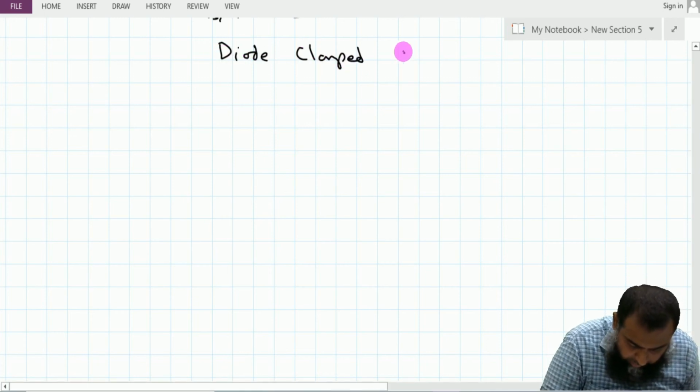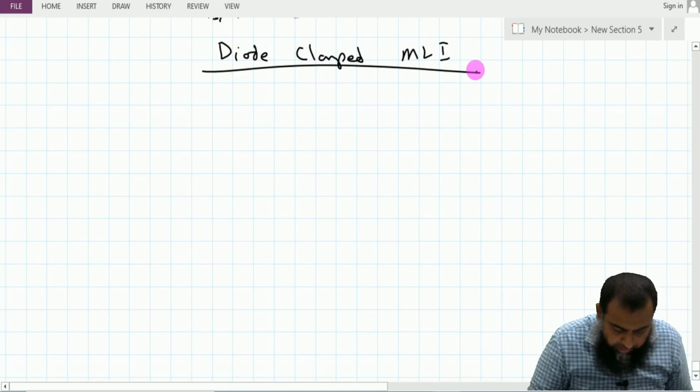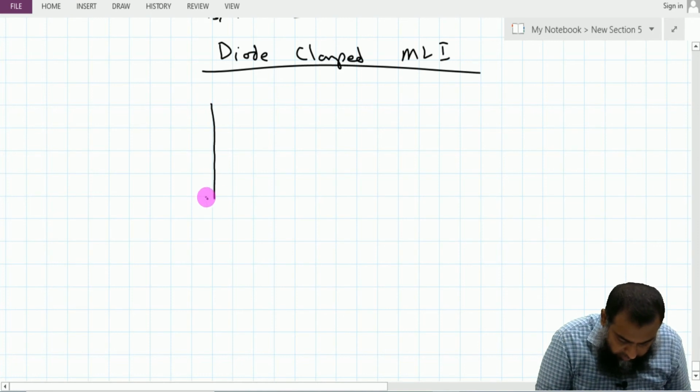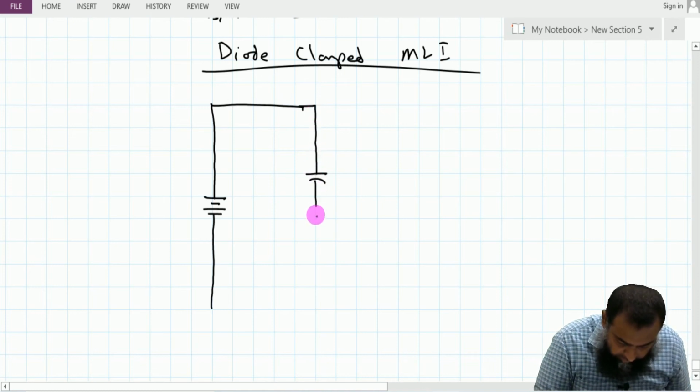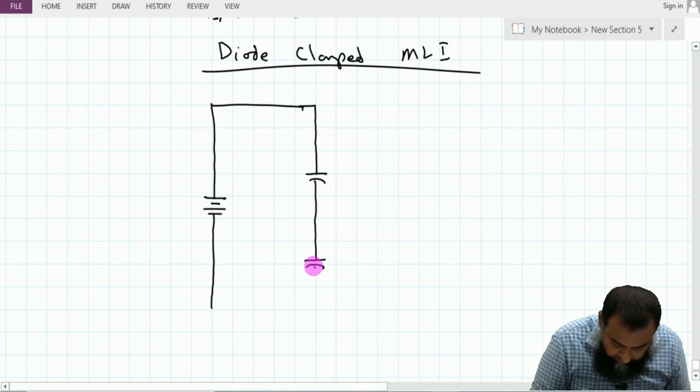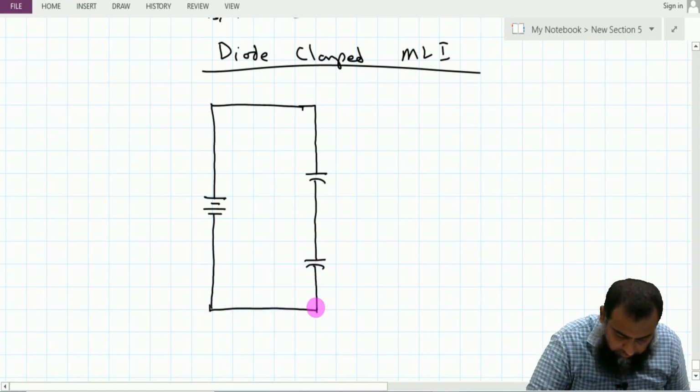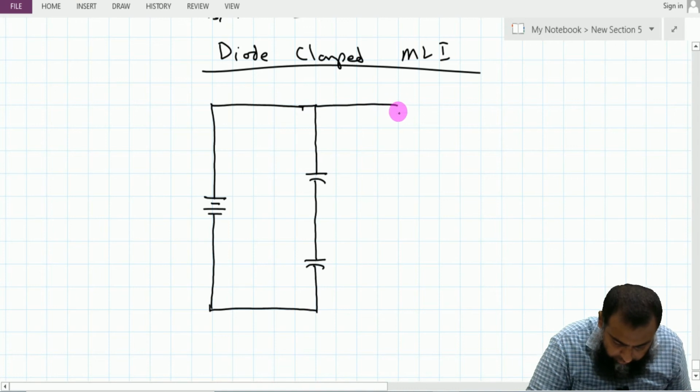diode clamped multi-level inverter. Now this diode clamped multi-level inverter has only a single voltage source. So let us say this is the voltage source available. It is connected with these two capacitors. Let us say this is C1, and we have this capacitor C2, and we have the switches something like this.